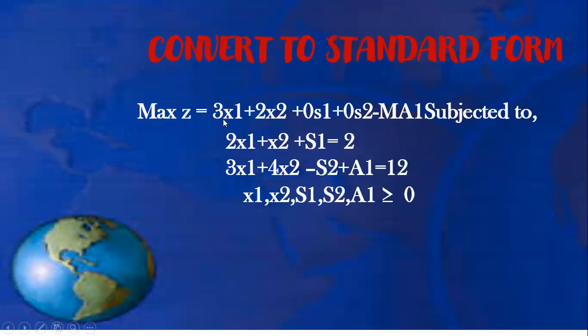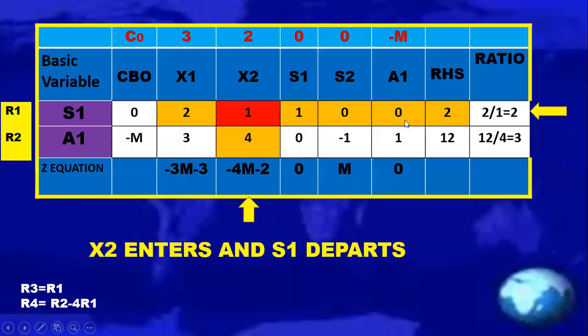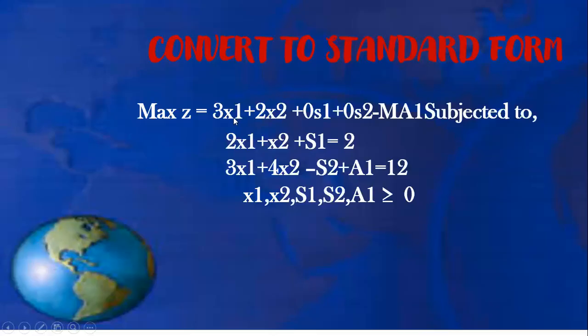Now we have to write down the coefficients of all the variables present in the objective function. Which variables are present? x1, x2, s1, s2 and a1. Write down the table and the constant, that is the RHS. So the coefficients are 3, 2, 0, 0 and minus M in the objective function.